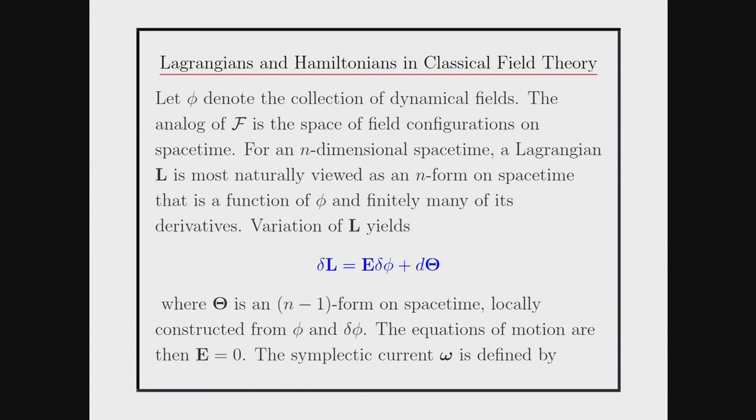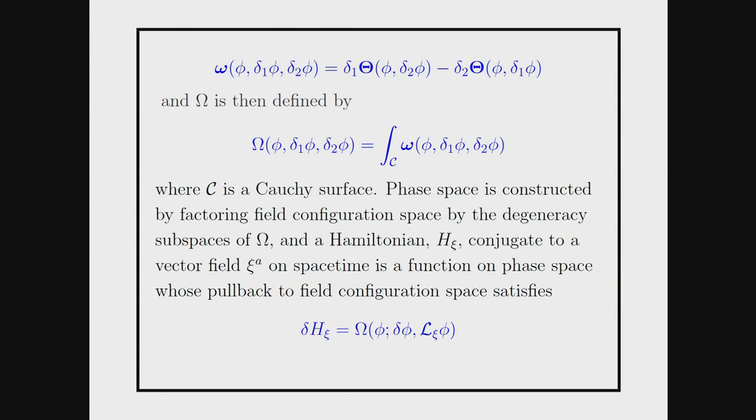But the boundary term I am interested in, and in the same way as I've explained, we can take a second anti-symmetrized variation of this theta. So now on space-time, this theta is an n minus 1 form. So the omega, which is just obtained by taking partial derivatives with respect to lambda 1, lambda 2 or whatever, is also an n minus 1 form on space-time.